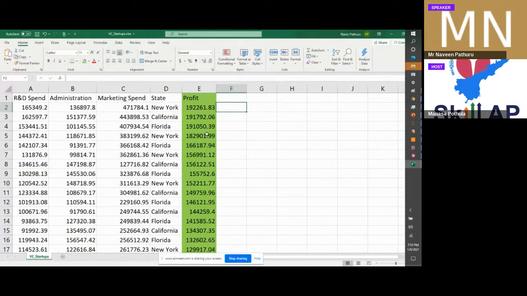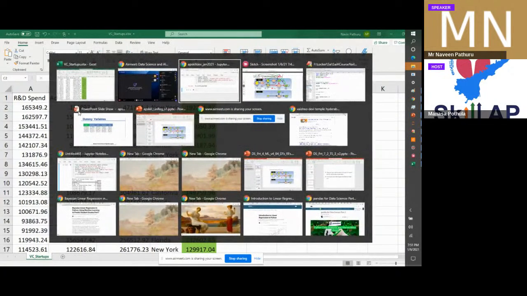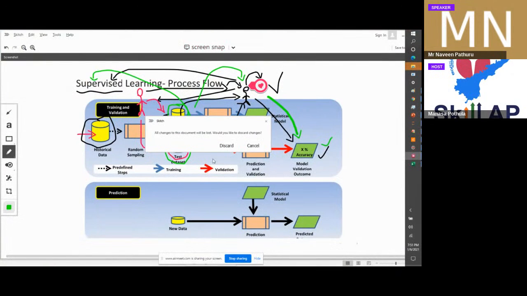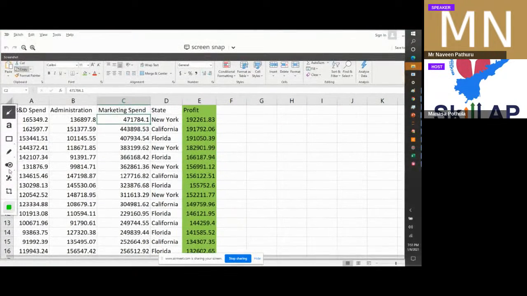Okay. Now, let's start with R&D. Back to the first company. Compare R&D with marketing. Marketing is roughly close to 3 times higher. If you compare administration to marketing, they're spending 3 times higher in marketing. And take a look at the profit. In spite of all the money they spent, they only made $192,000 in profit.